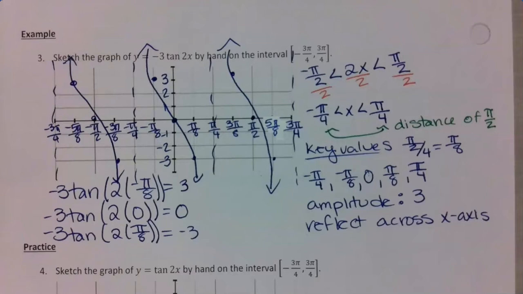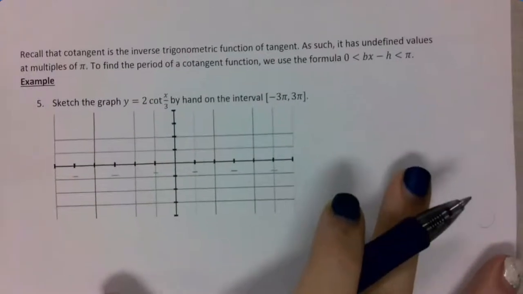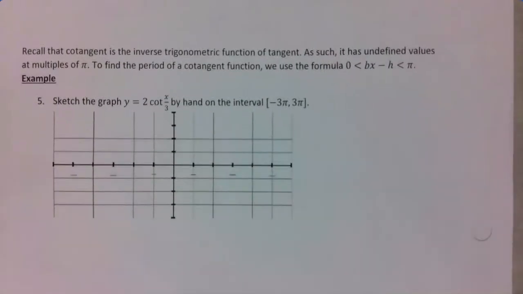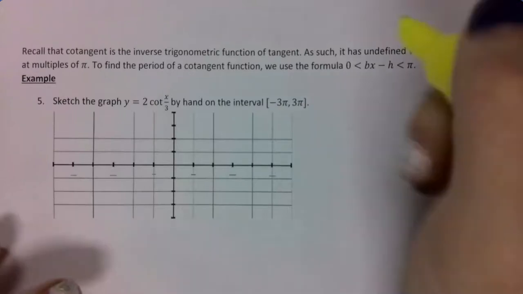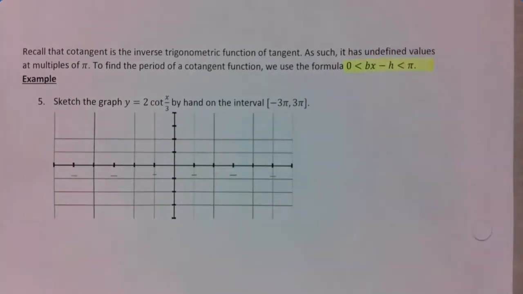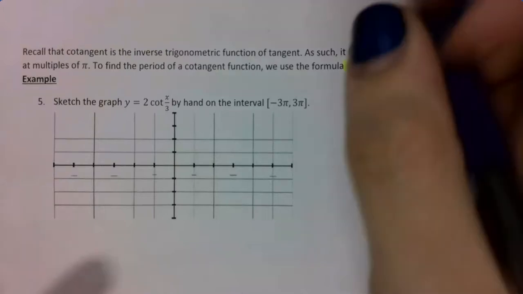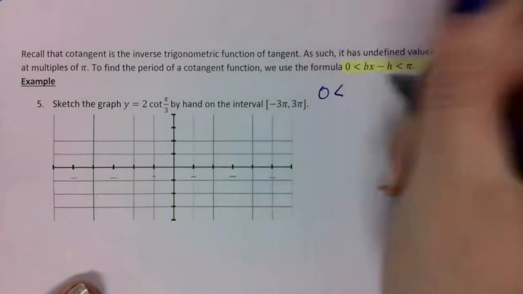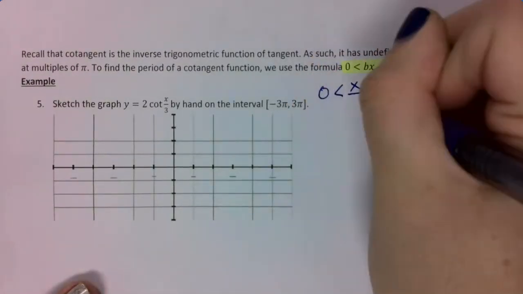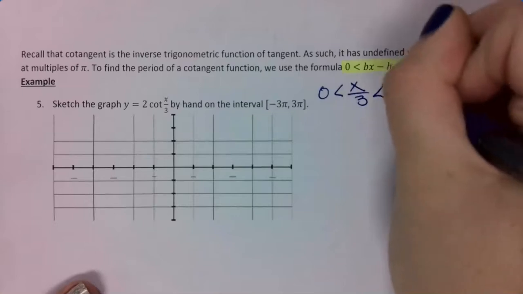Okay, questions here on number 3. So I'm going to skip number 4 because we don't have time, and we're going to work on number 5. This last one we're talking about is cotangent. Cotangent's formula is between 0 and pi for its asymptote. So it works the same way as tangent. I'm going to take the middle piece and put it in between 0 and pi now.